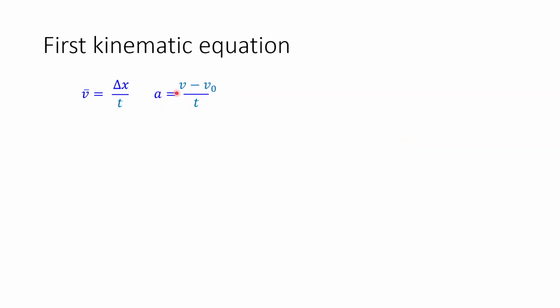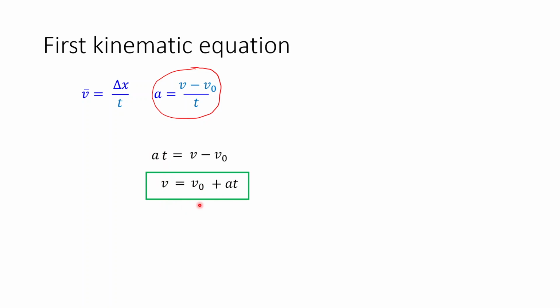Now take this equation, multiply t both sides, you get at is equal to v minus v0. Now solve for v, you get v is equal to v0 plus at. This is the first kinematic equation.